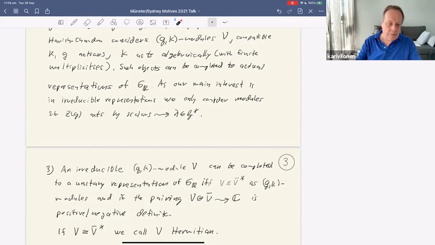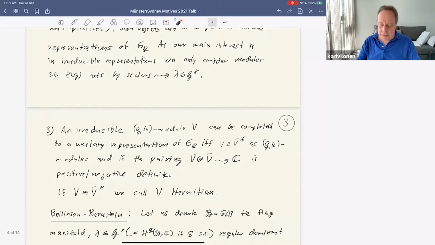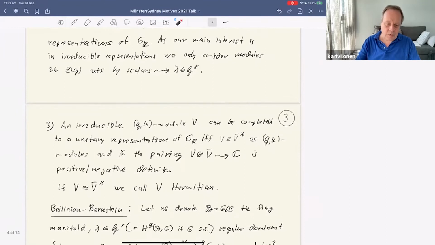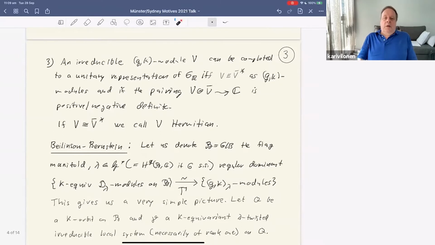Okay. So if V is isomorphic to V bar star, I will call the representation Hermitian. Let me quickly remind you of what Beilinson and Bernstein said. I write script B for the flag manifold G mod B. And again, I choose this lambda in h star, which gives me the infinitesimal character. If G is semisimple, you can think of this h star as H2 of this flag manifold. And we assume this is regular dominant.